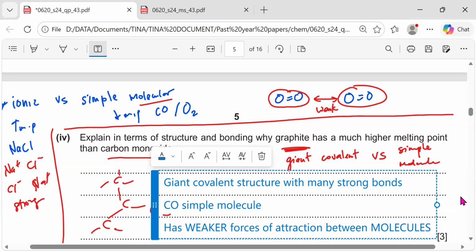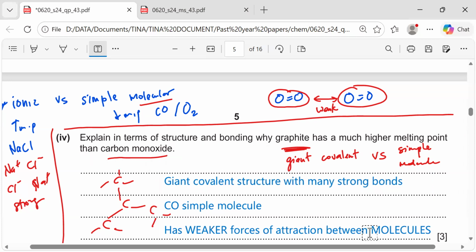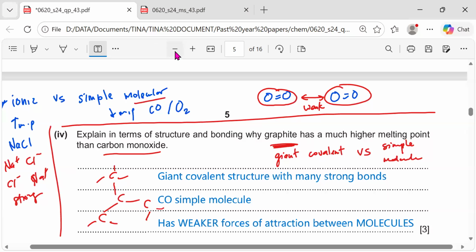Do not write 'because of the huge amount of energy'. Write: has a simple molecular structure, only a small amount of energy to overcome. That is 2 marks. The last mark is that this one is weaker than the other. You must mention it. You cannot just say this is 0, this is 5; you say this is smaller, this is bigger. So this is a very, very common question that they ask. All right, let's continue marking.